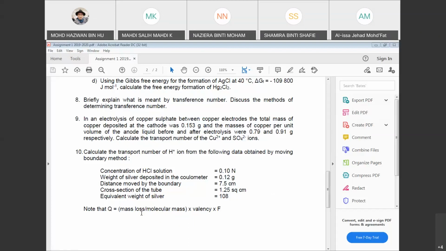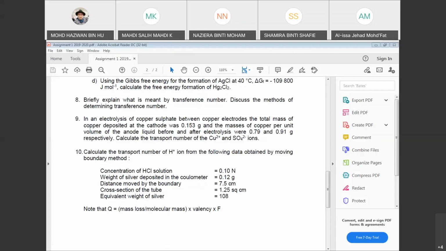Yes, Doctor. Q, if you notice there, Q is equal to mass loss over molecular mass multiplied by valency multiplied by F. Is this given in your question? Mahdi? Yeah, yes, but when I calculate, I get a very big number. You got what? The value of Q is so high. Oh, okay. That's all right.